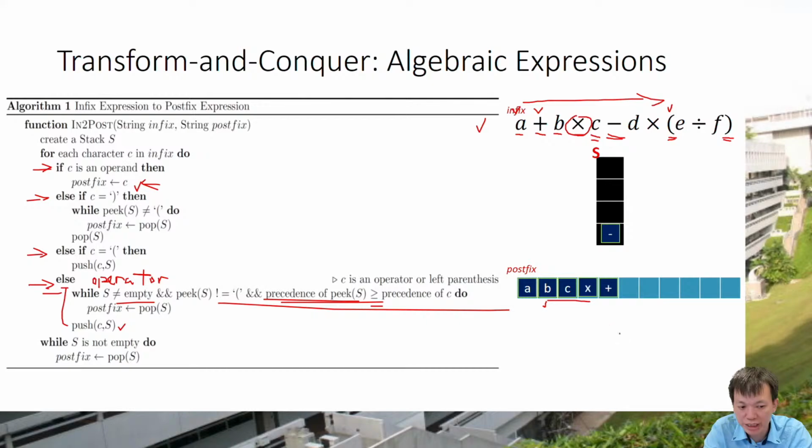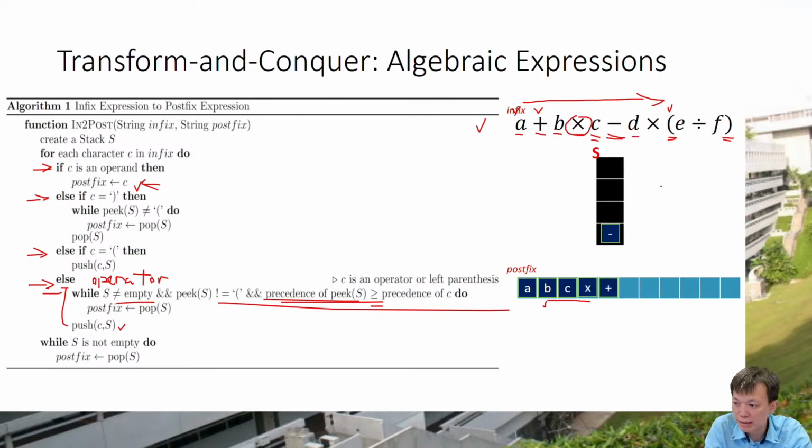So minus will be pushed in, as it may not be done in the next step. You will push it into the stack. Basically, this step is trying to put out all the higher order or same order operators, because there is a rule, left to right order. So plus will be done first, so I have to put this out. Then I will push those operators which are not ready at this moment.